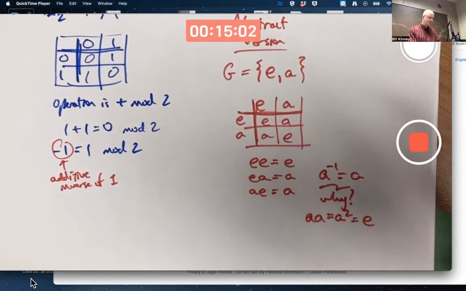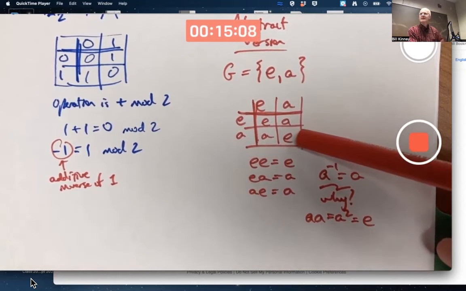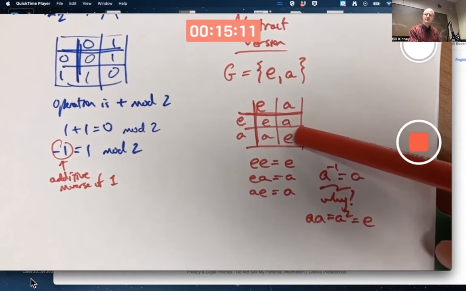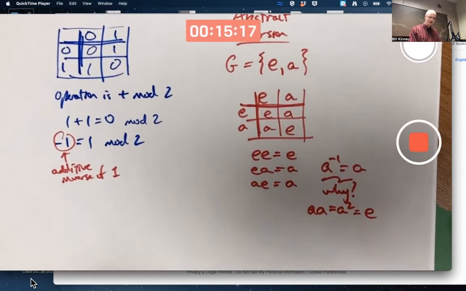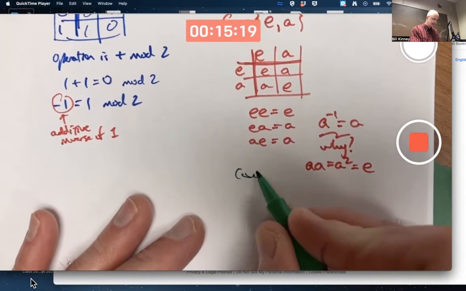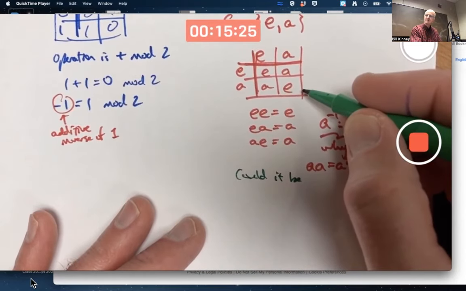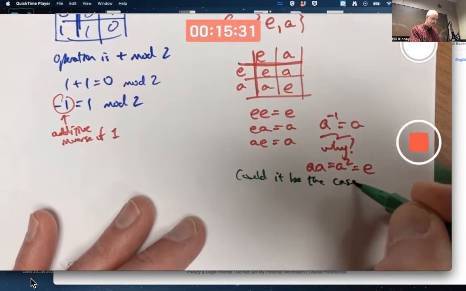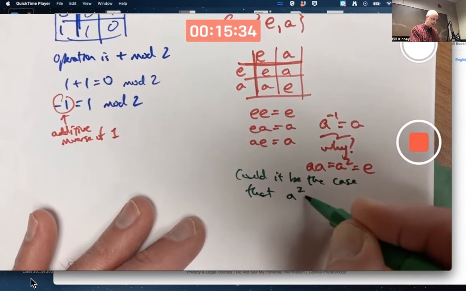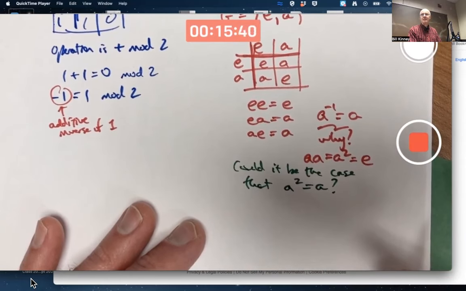You might wonder, does this spot in the Cayley table have to equal E? Does A squared have to equal E? Could it equal A itself? So this is our question: am I forced to make this choice to put that E there in the lower right corner? Could it be the case that A squared equals A? Not in group theory, unless A happens to equal E, the identity.